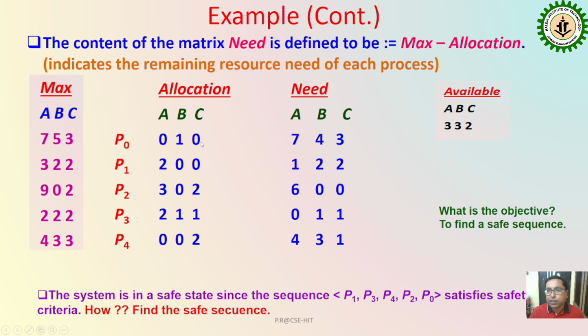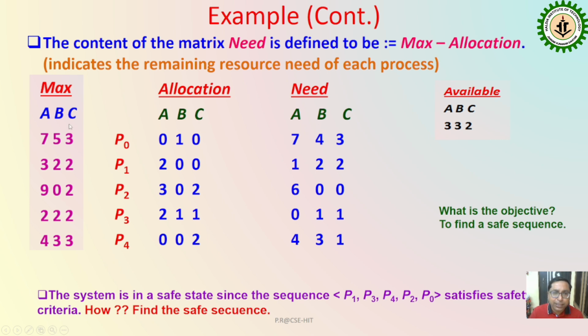So max is here, allocation is here. Max minus allocation. For example, this is 7, this is 0. 7 minus 0 is 7. This is 5, this is 1. 5 minus 1 is 4. This is 3, this is 0, 3 minus 0 is 3. For example, say this one, 9 minus 3 is 6, 0 minus 0 is 0, 2 minus 2 is also 0. For example, this one, 4, 3, 3: 4 minus 0 is 4, 3 minus 0 is 3, 3 minus 2 is 1. So by this way, we are getting this need matrix.